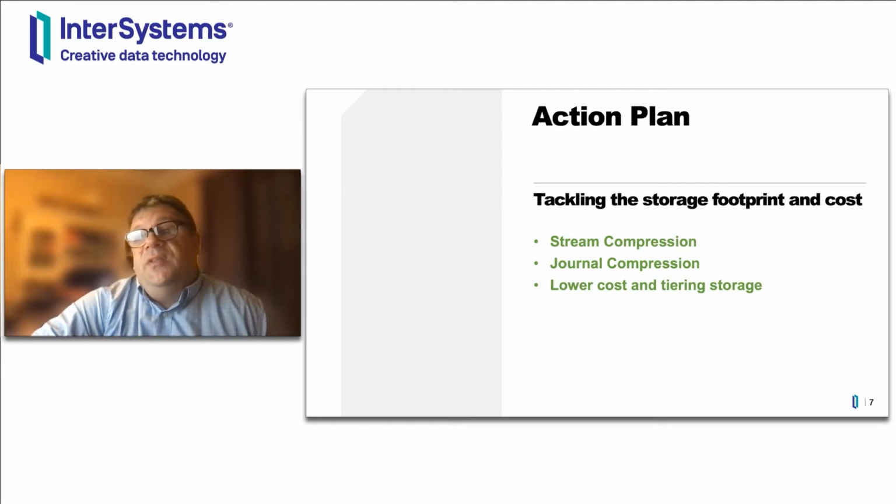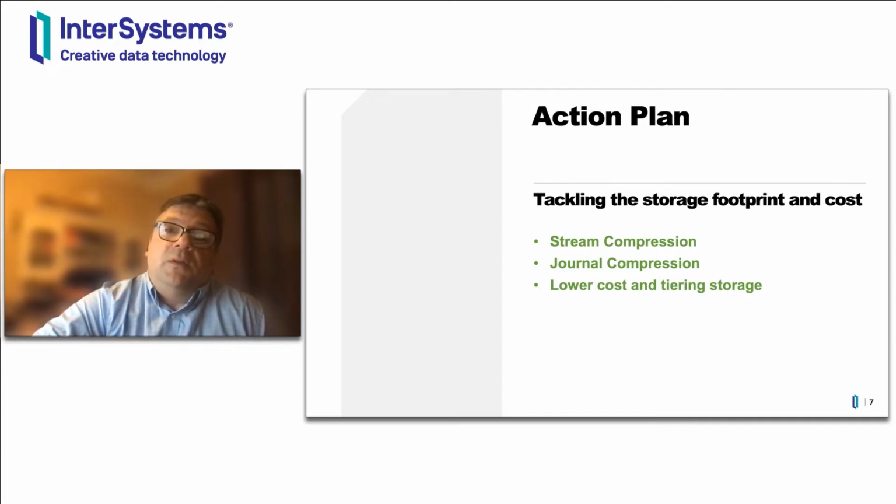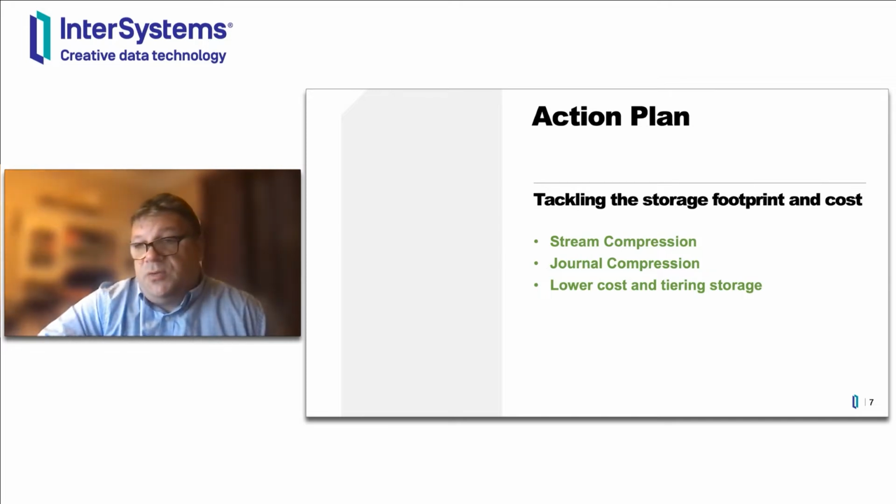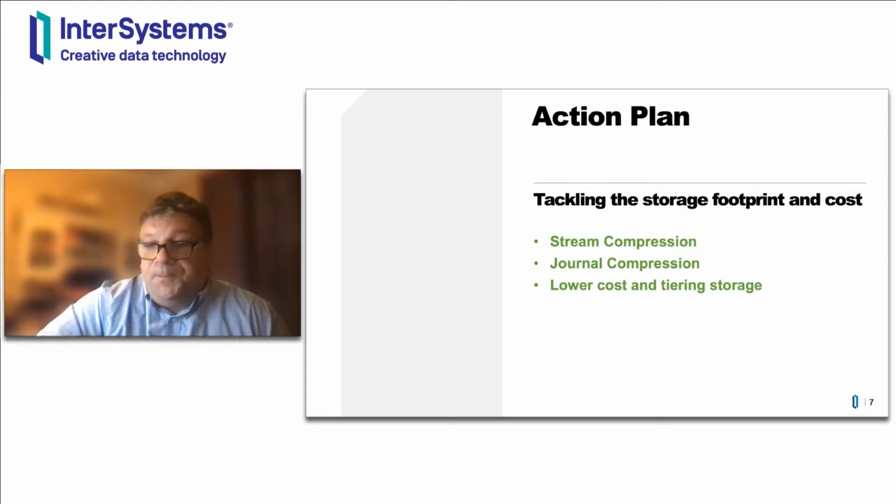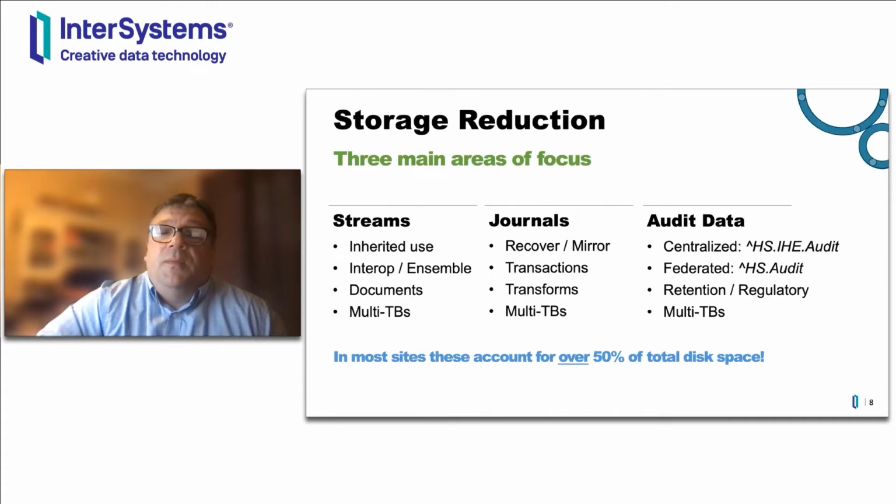So now that we clearly see the situation, we start by tackling the 3 areas. We introduce stream and journal compression this year, and also a way to move the audit data onto lower cost or tiered storage models. I haven't mentioned journal storage space just yet, and this is another area of HealthShare deployment that can have multiple terabytes of journal files created each day. With this action plan and focus, we have 3 areas in view for now, and certainly there's more to come.